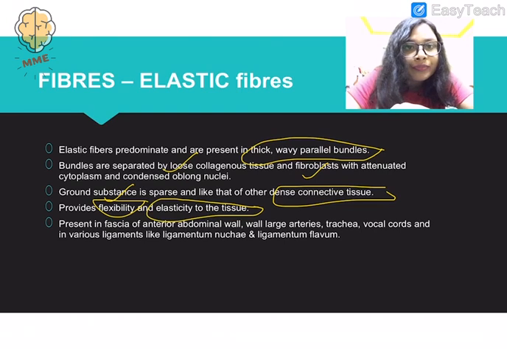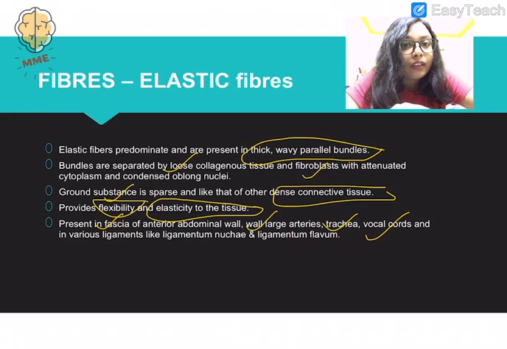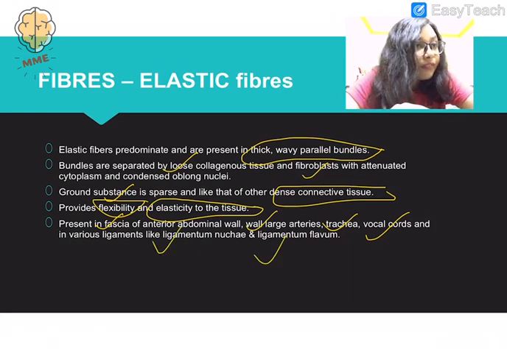This is the function. Now, where is it present? The fascia of the anterior abdominal wall, the wall of the large arteries, the trachea, the vocal cords, the ligaments like ligamentum nuchae and the ligamentum flavum.